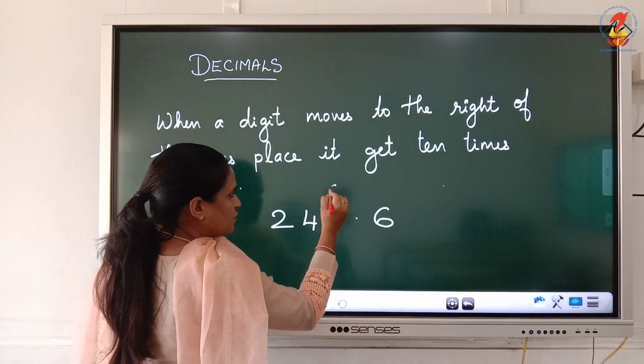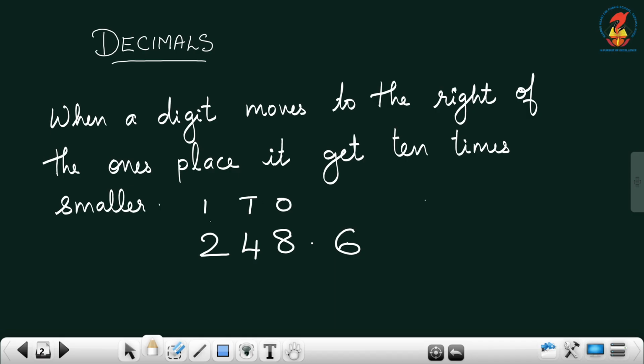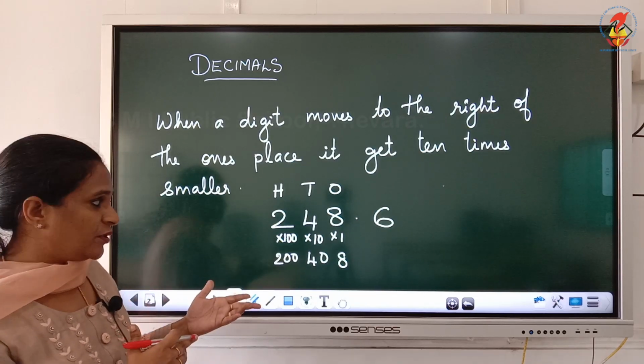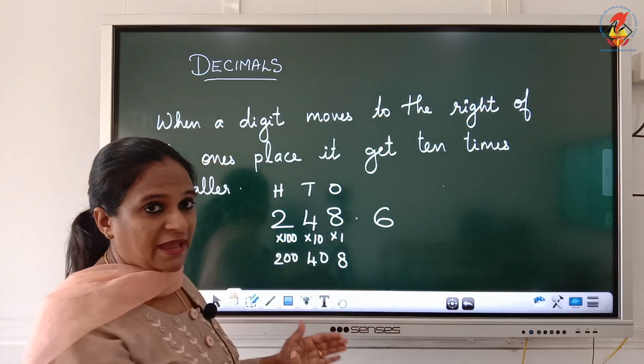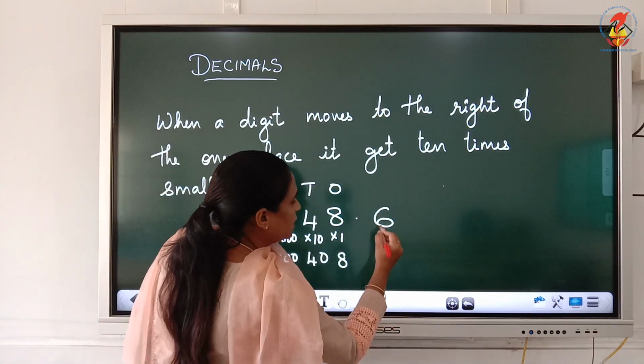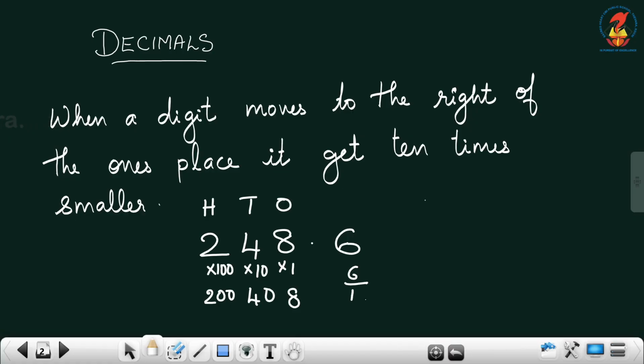Now we have 8 in the ones place, 4 in the tens place, and 2 in the hundreds place. How do you find the place value? 8 into 1 you get 8, 4 into 10 you get 40, 2 into 100 you get 200. As it moves towards the left, the number goes on increasing. As you move towards the right, it gets 10 times smaller. That is how to write 6 by 10. After the point you will write 6 by 10.